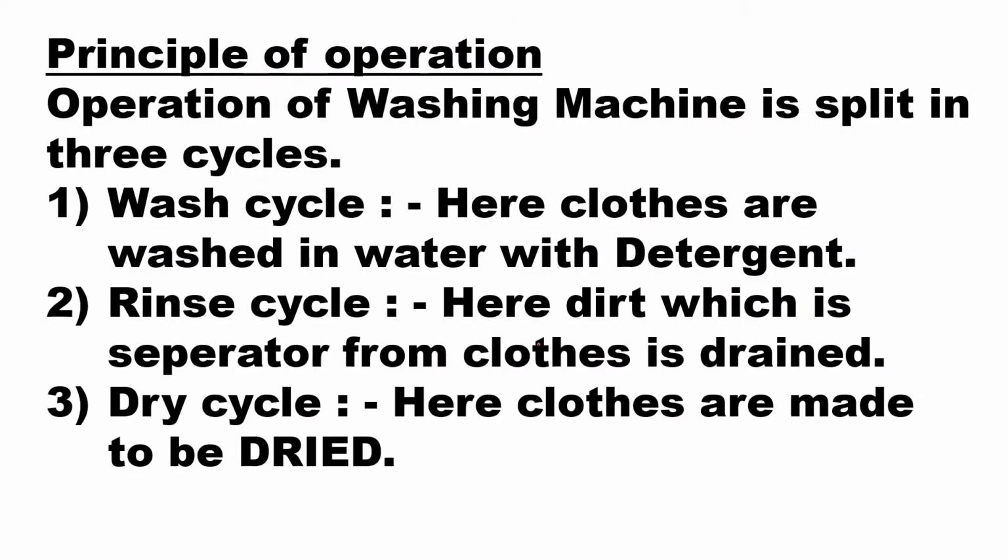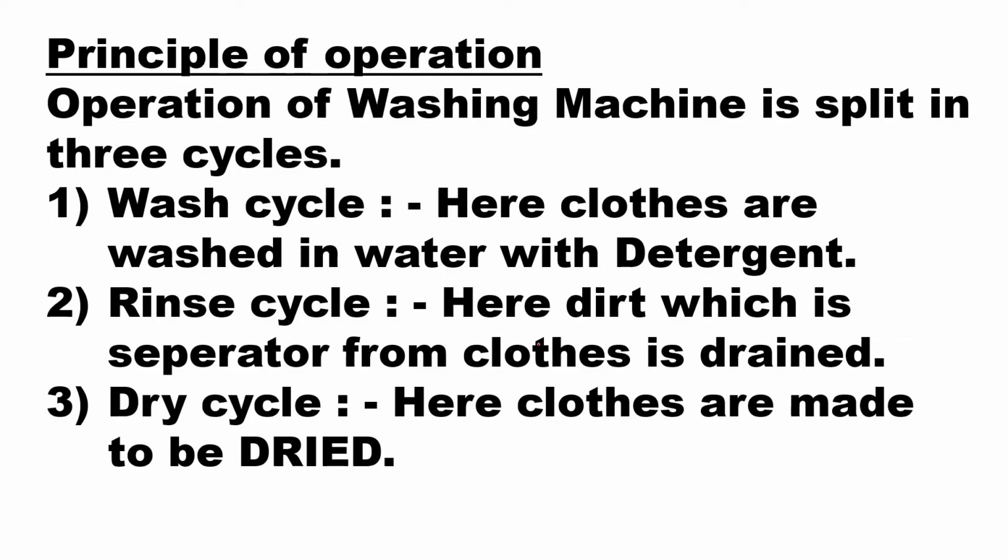Next we will see the principle of operation. The principle of operation of a washing machine is divided into three cycles. The first one is called the wash cycle, the second is called the rinse cycle, and the third is called the dry cycle. By the name, the wash cycle means it is going to wash the clothes. Here the clothes are washed in water with detergent. Whenever the washing machine is washing the clothes, it is the wash cycle.